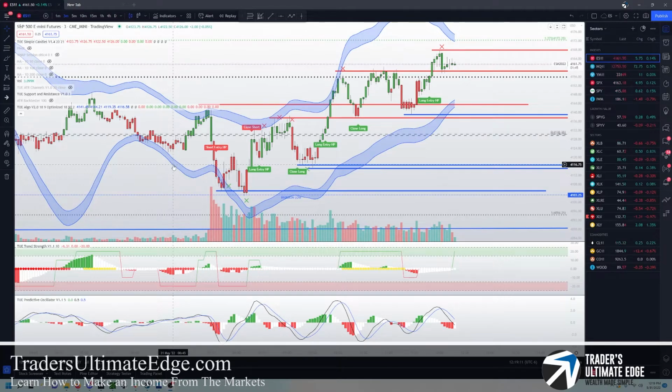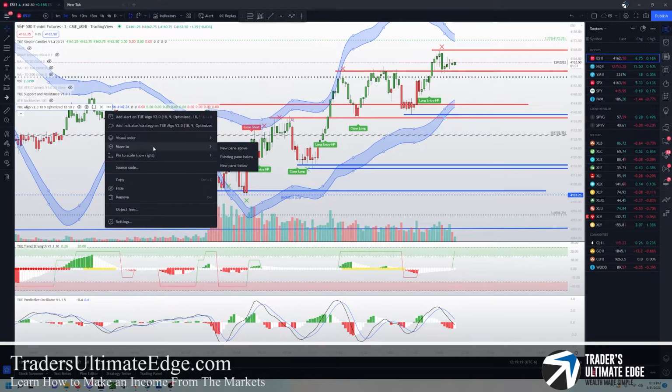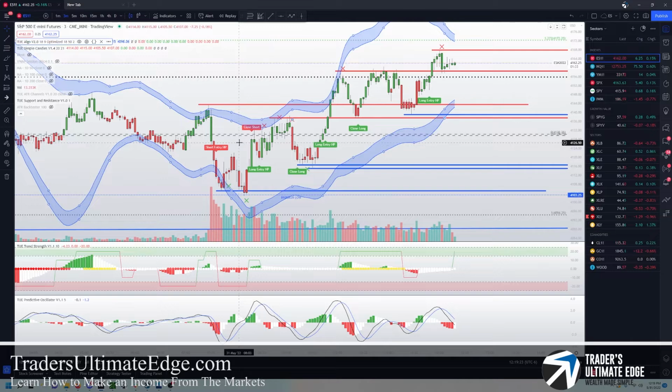Now let's look at the algo. You see this all right here on the screen. The algo is the short and long entries. That is what it does. It tells you when to get in and when to get out. Let's go ahead and bring that to the front so we can see it well.